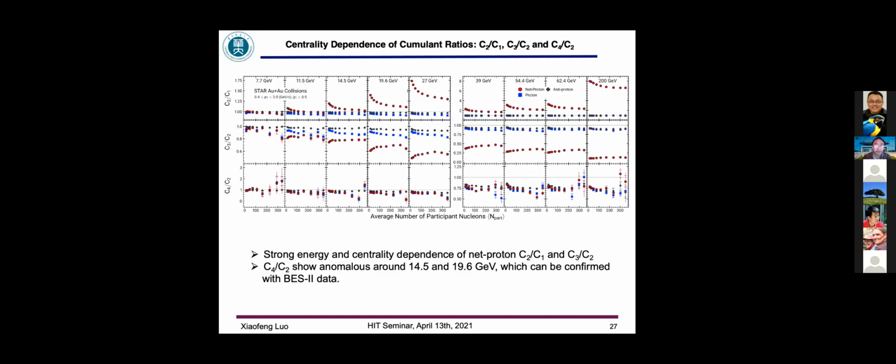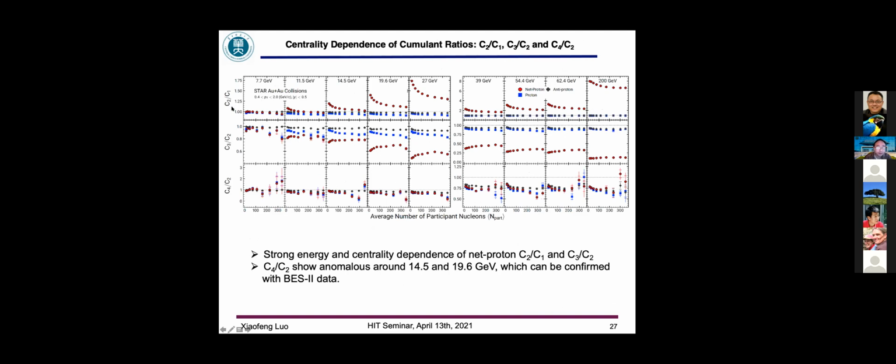We also take the equivalent ratio for proton, net proton, and antiprotons as a function of the centrality. The C4 over C2 is actually just equal to kurtosis times sigma squared. It's just another expression of kurtosis times sigma squared. This is skewness times sigma over mean.